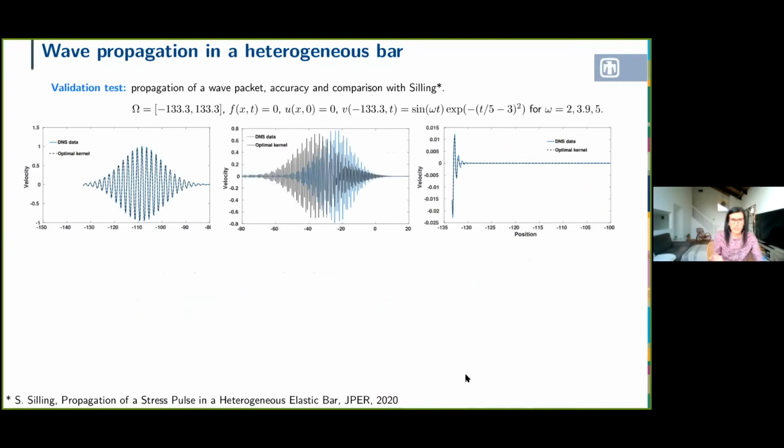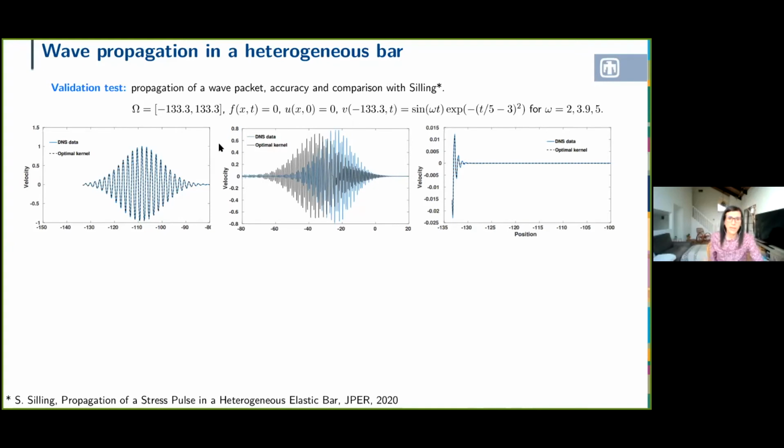So, validation tests. We have our optimal kernel and we want to test it on settings that are completely different from the training setting, because we want to see if our method generalizes well. For sure, our kernel is going to do great on plane waves. What we want to see is if the kernel performs well on different types of problems.